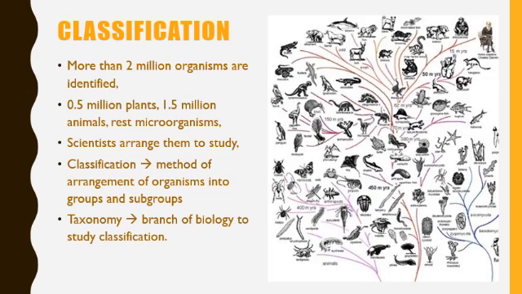After identification, biologists also named the organisms, keeping in mind the characters they have. Such arrangement of organisms into groups and subgroups is called classification, and the branch of biology in which we study naming and classification of organisms into groups and subgroups is called taxonomy. Taxonomy is a Greek word in which taxa means arrangement and nomos means law.